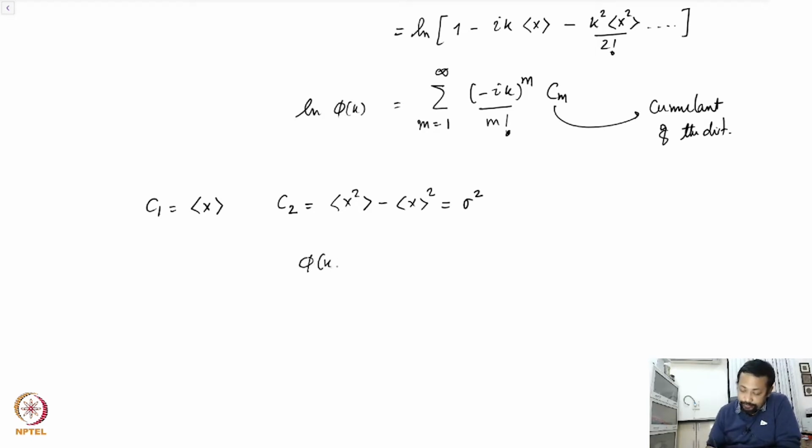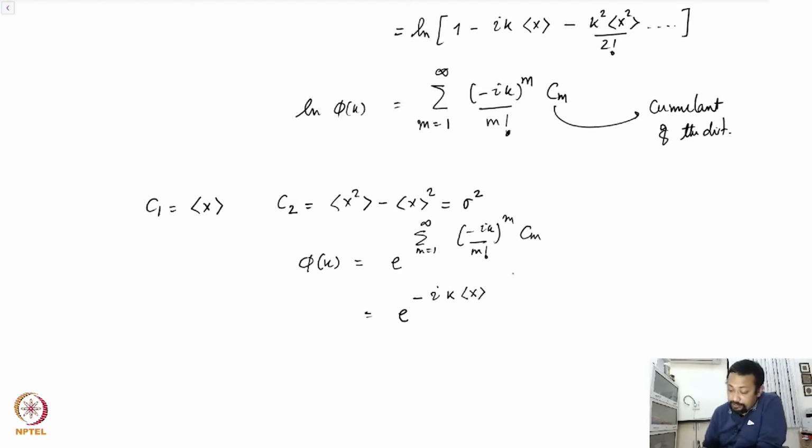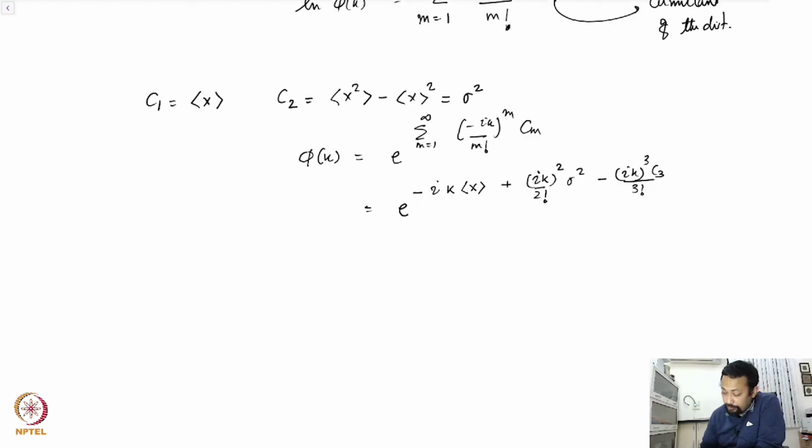So therefore, if I am careful enough, phi k is e to the power sum over m equal to 1 to infinity of minus ik raised to the power m over m factorial cm, so that I can write this as minus ik, the first one is average x, the second one is plus ik whole square over 2 factorial sigma square, minus ik whole cube c3 over 3 factorial, so on and so forth.